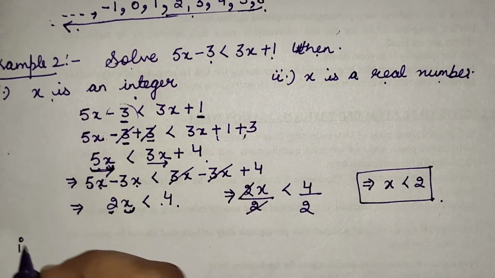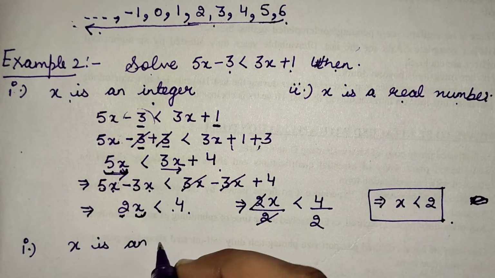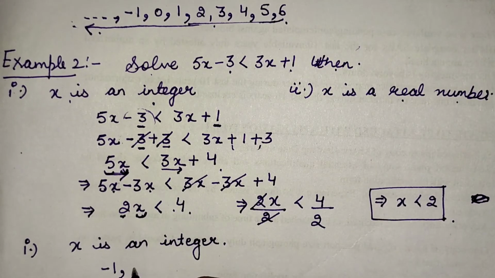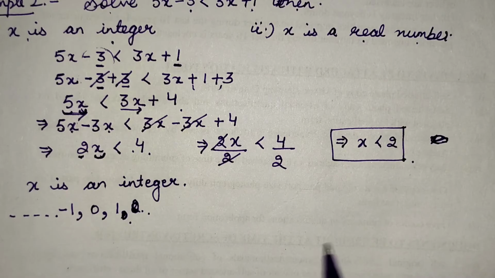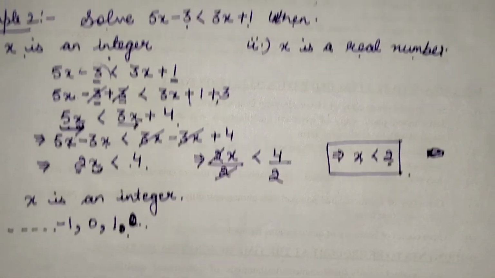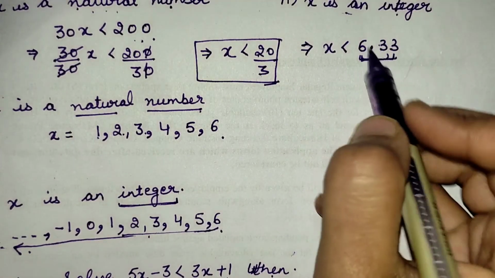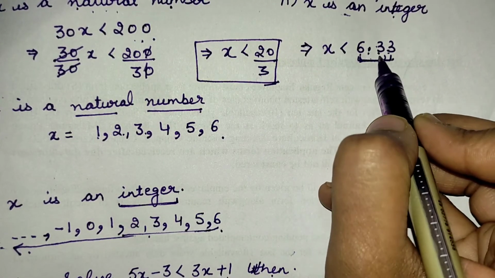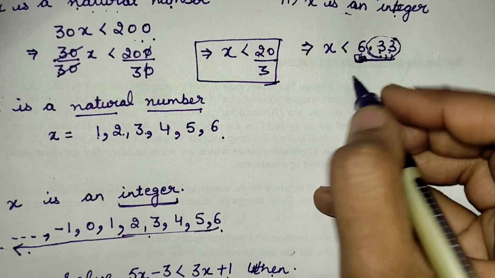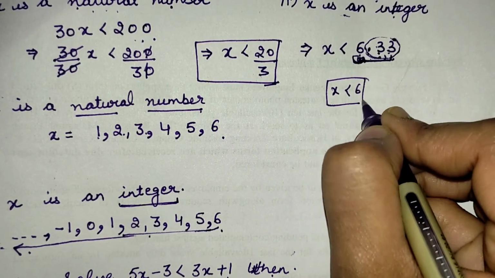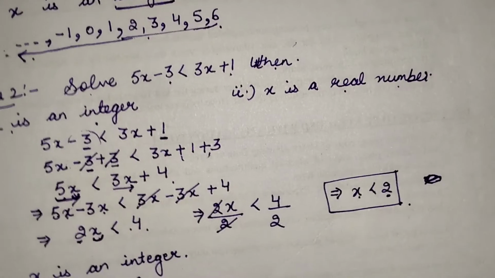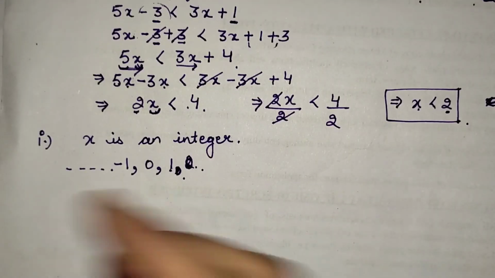Okay, so the first part is when x is an integer. So integer values are what? All the values, positive or negative: -1, 0, 1. So now we will take the values up to 1 only, because it is strictly less than 2. In our previous question, the value was coming as 6.33, so we took the values lesser than 6.33. But if my answer was coming as x is less than 6 in the previous example, then we would not take the value 6, because our answer should be less than 6.